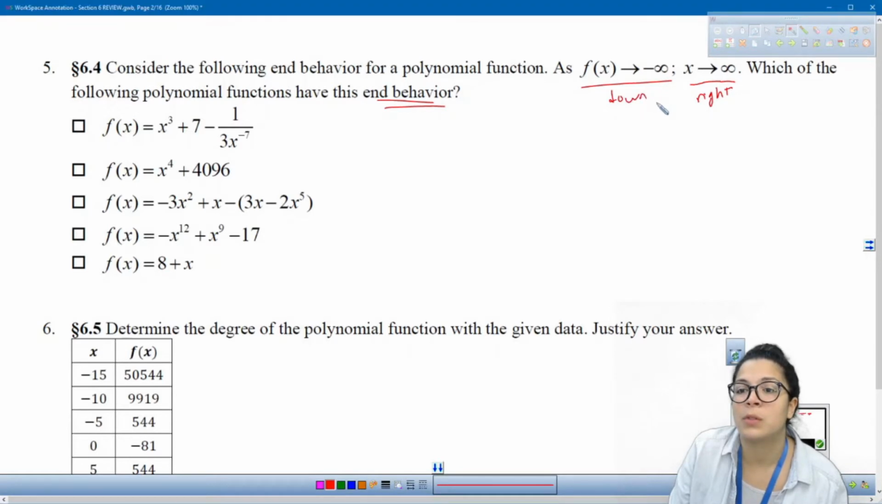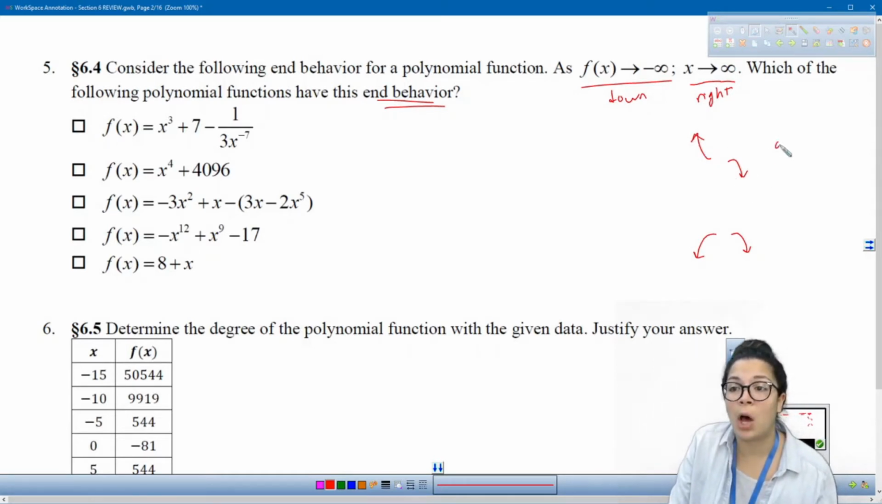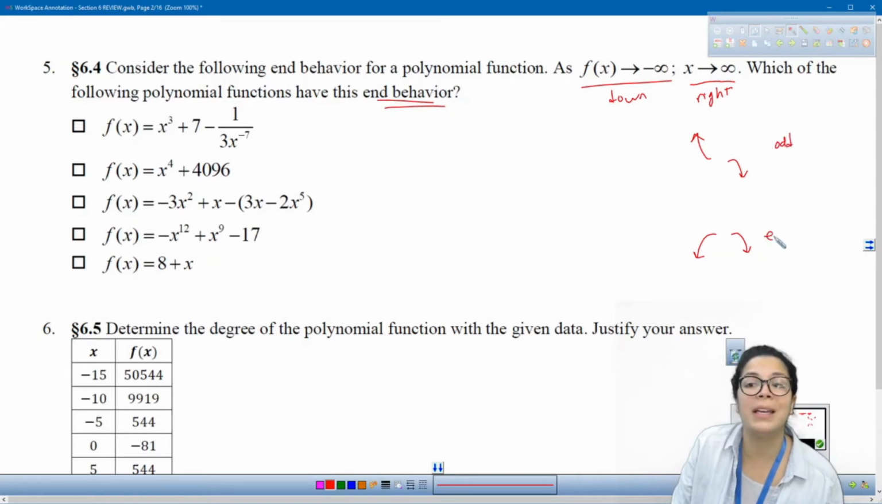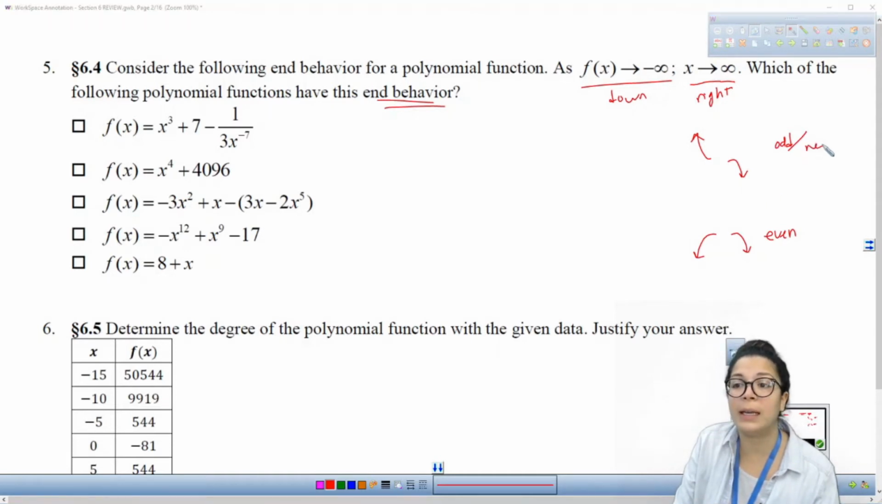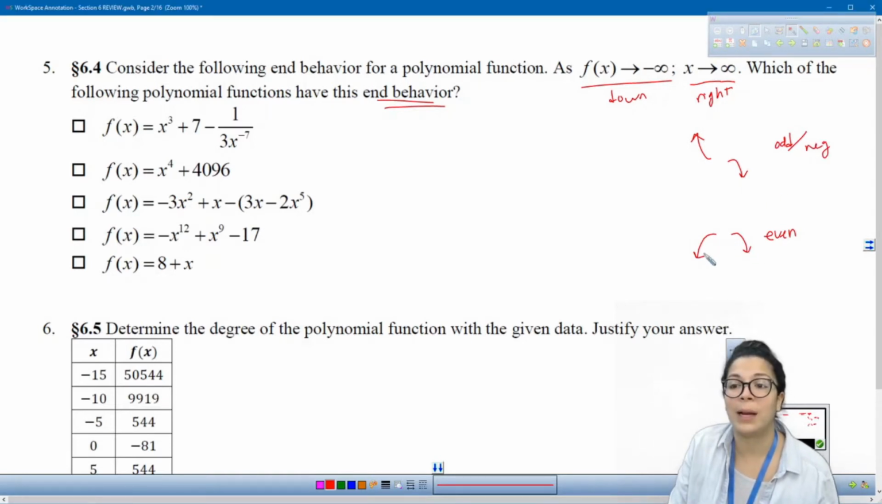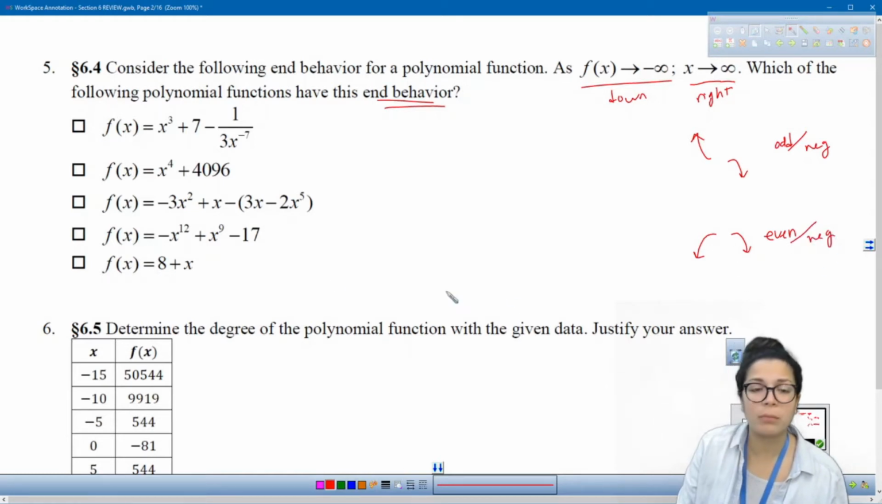So there are two ways that the right side can go down, right? Either the left side is also going down, or the left side is going up. But both of these have the right side going down. So you can have it be odd or even. If it's odd, it would have to be going down from left to right, negative. And if it's even, you would have to have both sides going down, so negative as well.